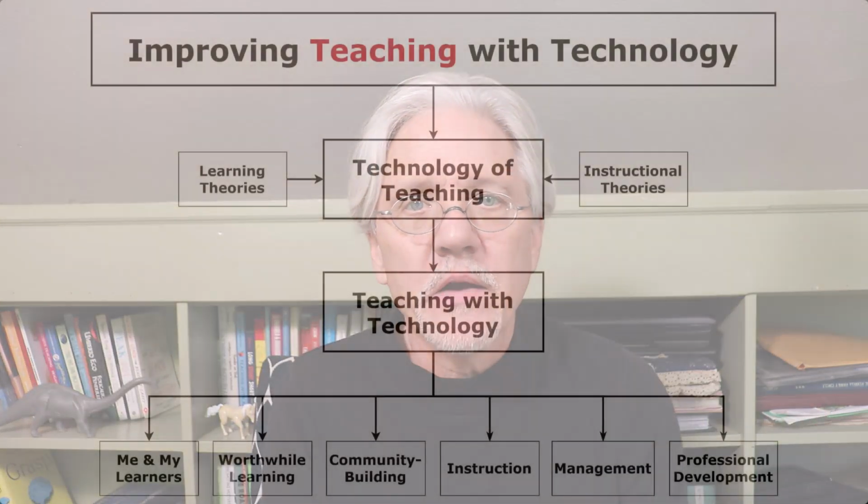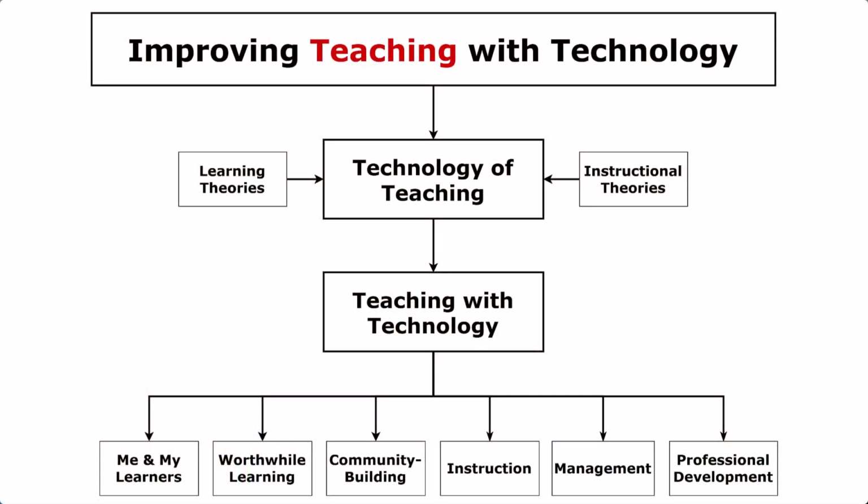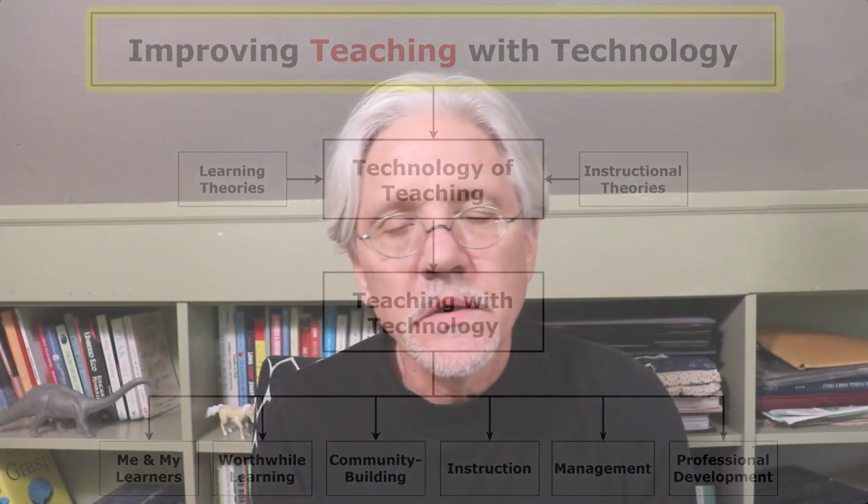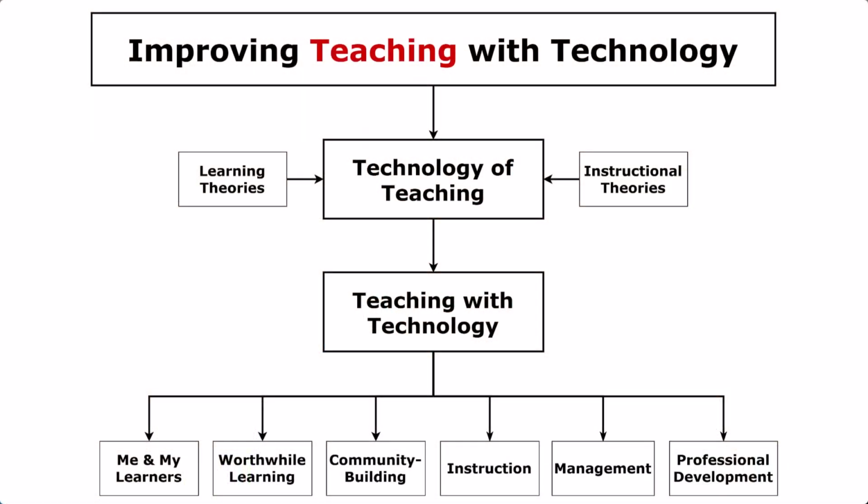So you'll notice at the top of the picture, in the biggest box, is the overall goal of this class. And that's for you to learn ways in which you can use technology to improve your instruction. Or I should say, to improve your teaching, because instruction is only one part of teaching. So that's the main goal. And then there are two big boxes underneath it. One of them says the technology of teaching, and the other one says teaching with technology.